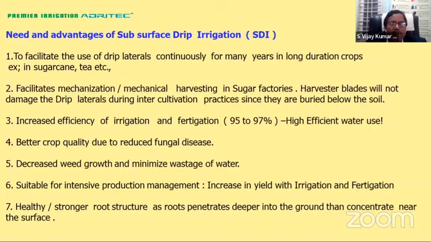Then we have an increased efficiency of irrigation and fertigation as high as 95 to 97%. The crop quality is also very good because there is very much reduced fungal disease. You don't have any or very minimized fungal disease. Weed growth is totally eliminated because even that small water that comes on the top will not be there. This is directly going into the root zone, and it is very suitable for intensive production, particularly increase in yield and increase in irrigation with fertigation. And we can have a very healthy, stronger root structure with subsurface drip irrigation, because the roots penetrate deeper into the ground rather than concentrating on the surface. So these are some of the need and advantages.